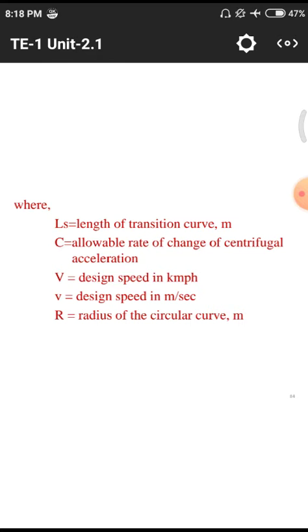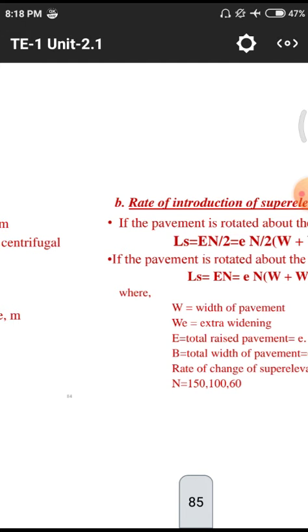Next, V is the design speed, as previously discussed, in kilometers per hour or meters per second. Next, R is the radius of the particular circular curve. What is the circular curve? We need to take the particular radius in meters.